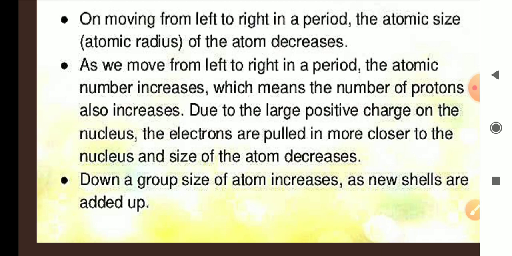Atomic size of group 17 elements, if you consider, you will see that the size of iodine is highest, then bromine, then chlorine, then fluorine. Everybody open the periodic table in front of you. We can see the size of iodine is greatest, then bromine, then chlorine, then fluorine.